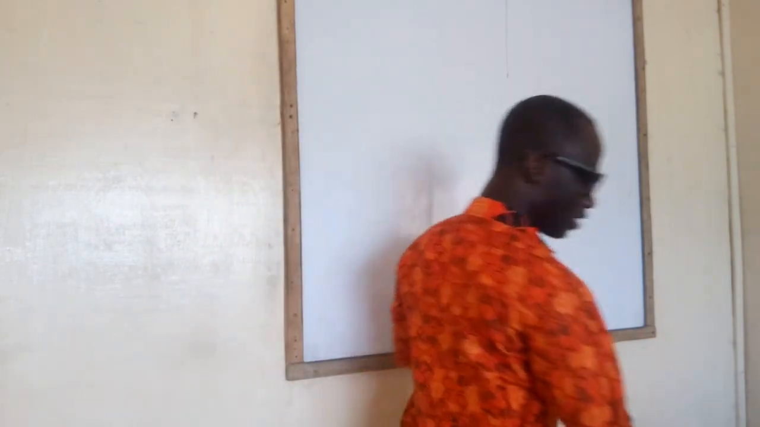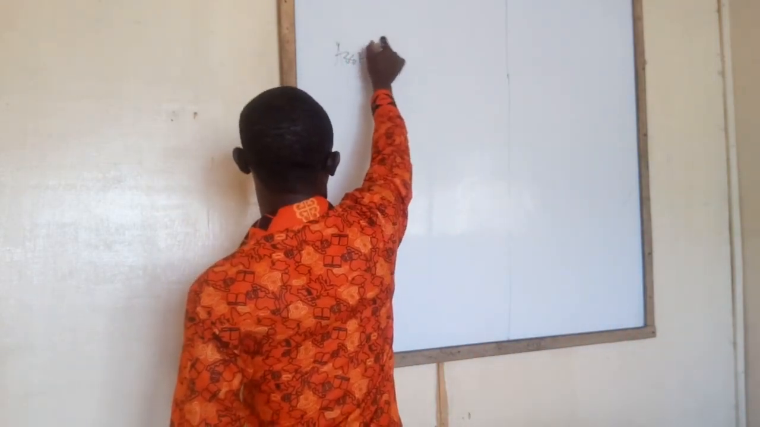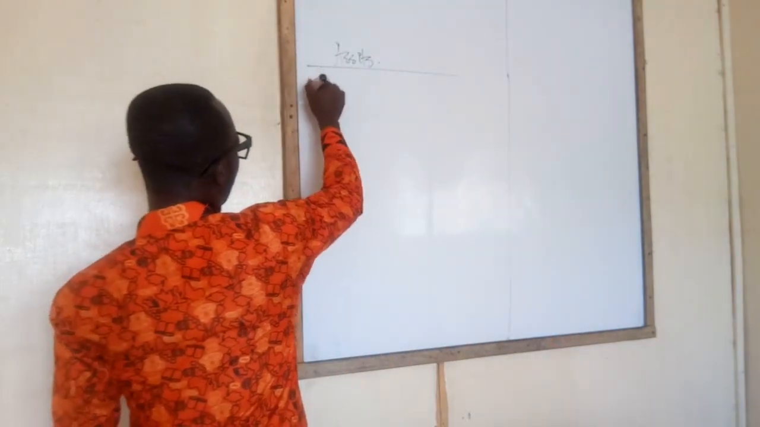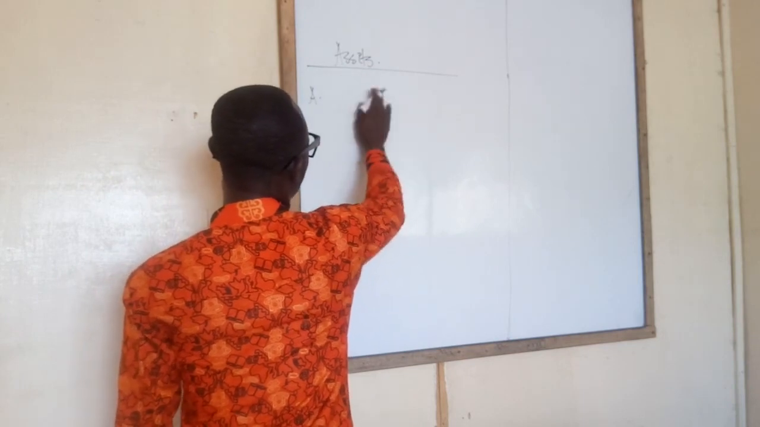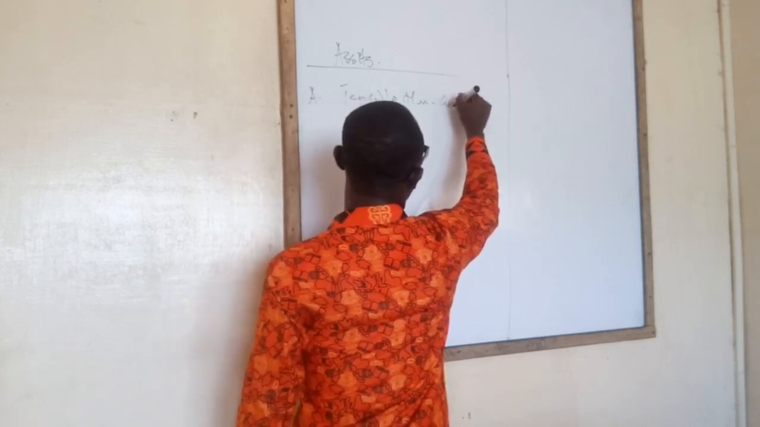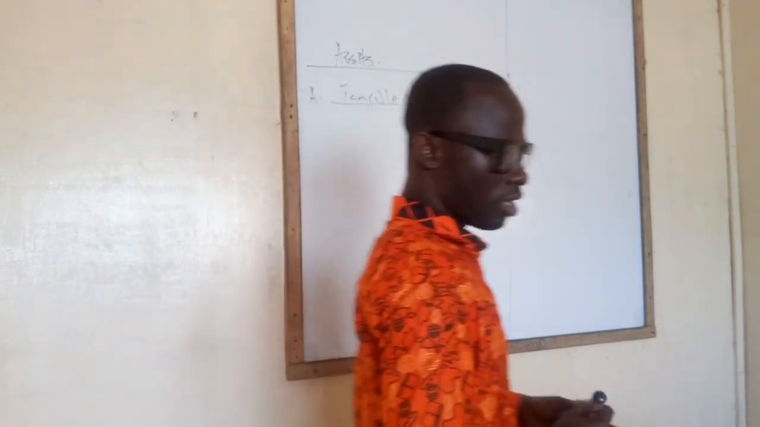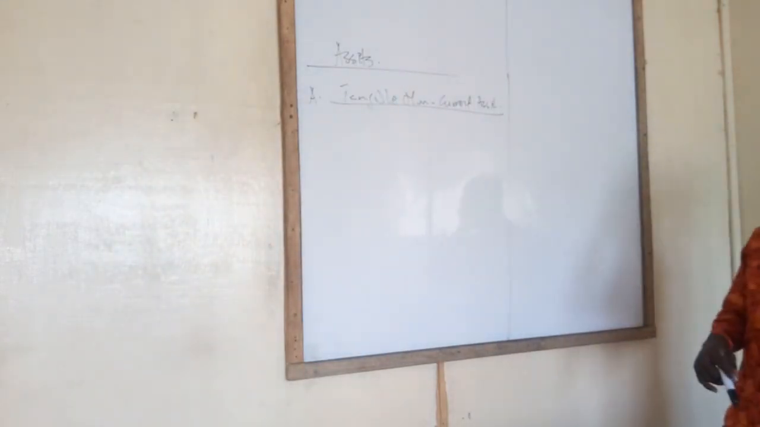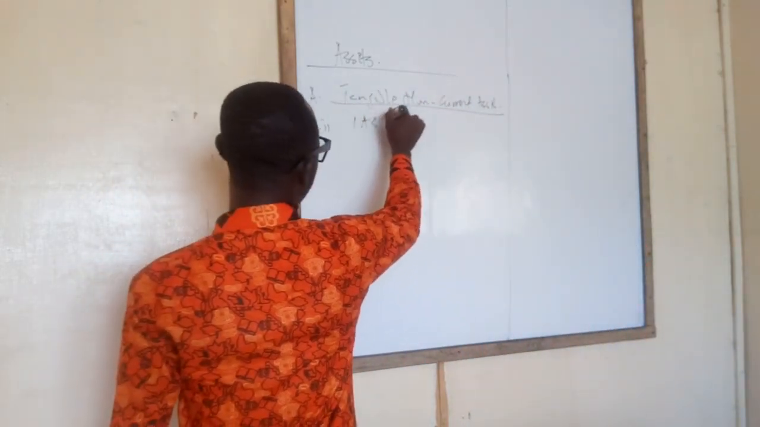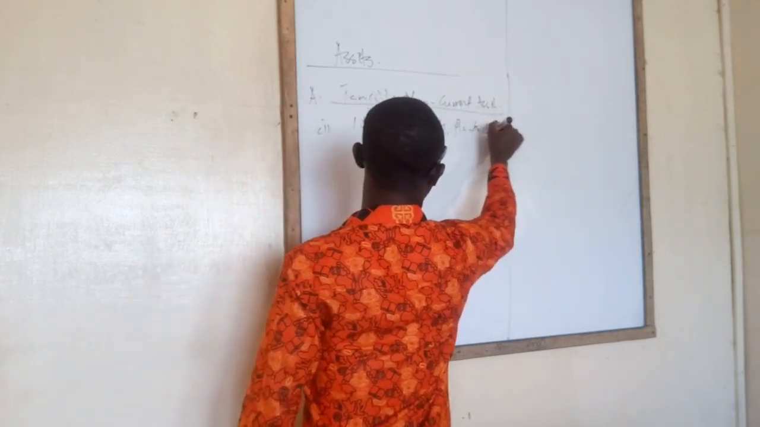And we're going to be starting with assets. Starting with assets, we're going to first start with tangible non-current assets. So the first thing is to look at IAS 16, property, plant, and equipment.